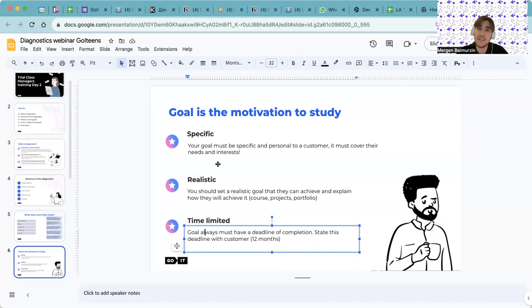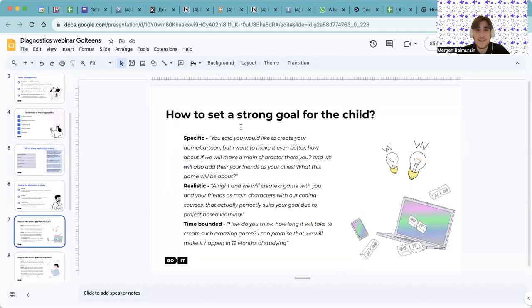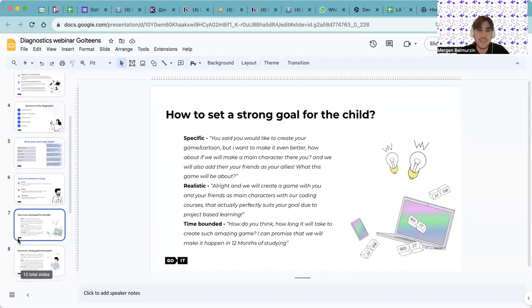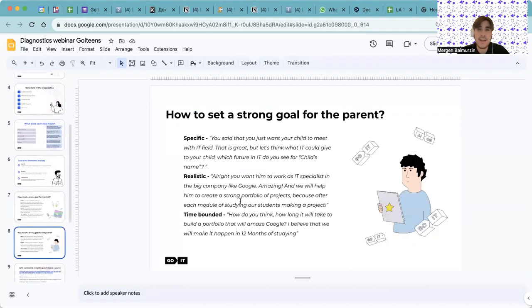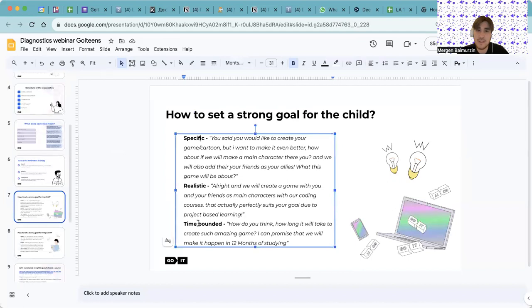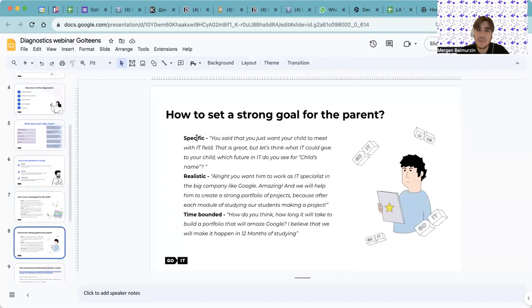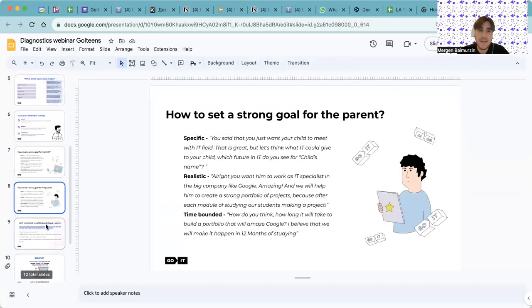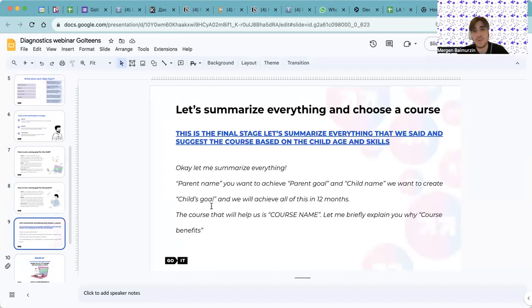So this is the difference between a strong goal and a weak goal. In this slide, this is exactly what I have explained. You can explain it to your trainees and show them this slide. This is a strong goal for the child: step by step, specific, realistic, time bounded. For the parent: specific, realistic, time bounded. And then we explain to them how to summarize.